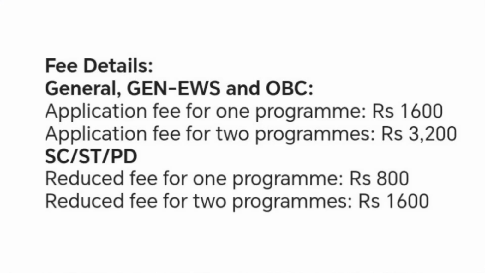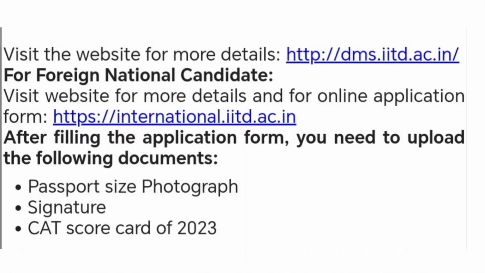So if you want to apply for IIT Delhi, you need to visit the website, that is dms.iitd.ac.in, and after visiting the website you need to fill up the application form. You need to upload various documents like your passport size photograph, your signature and your CAT scorecard of 2023.